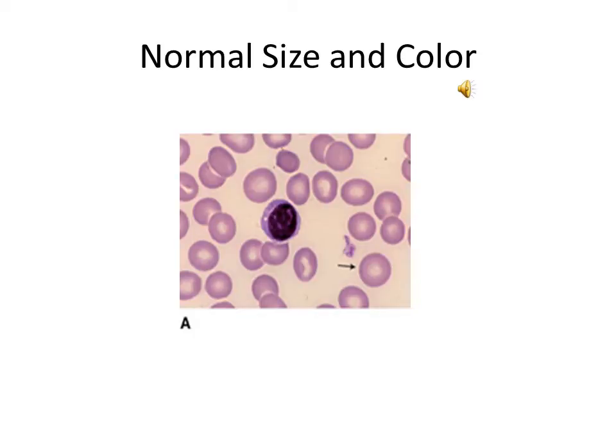Here you see a normal size and normal colored RBC. The arrow is pointing to it so you can see it in relationship to the small lymphocyte, which is the white blood cell in the center of the screen. You can also use your differential to help you discover that you have a normal size and color red blood cell population by using the MCV and the MCHC.